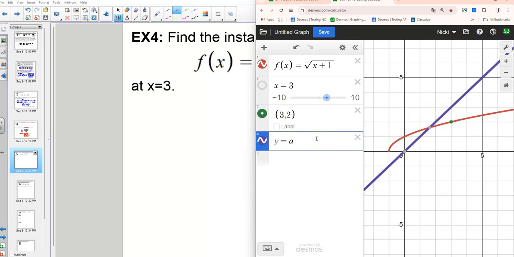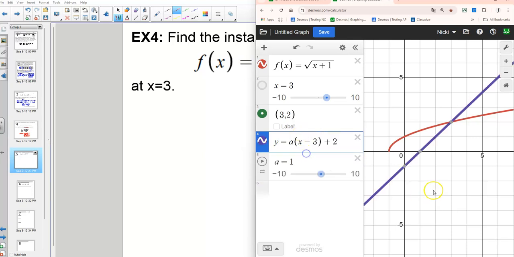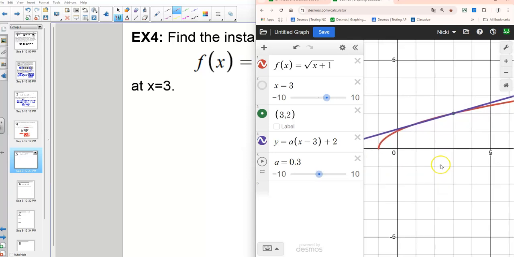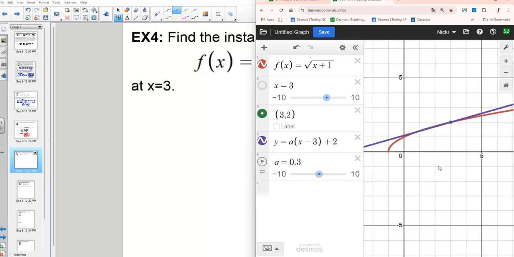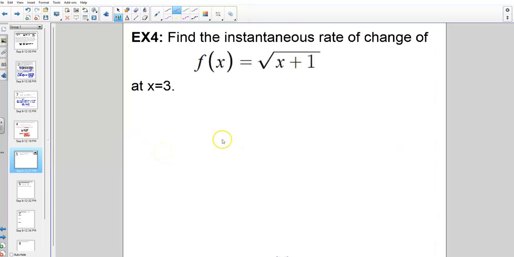If I do y equals a times x minus 3 plus 2 and put a slider in, I can mess with that slope. That's not exact right there, but I'm getting close in that case. So we're talking about the slope of this graph at that point.